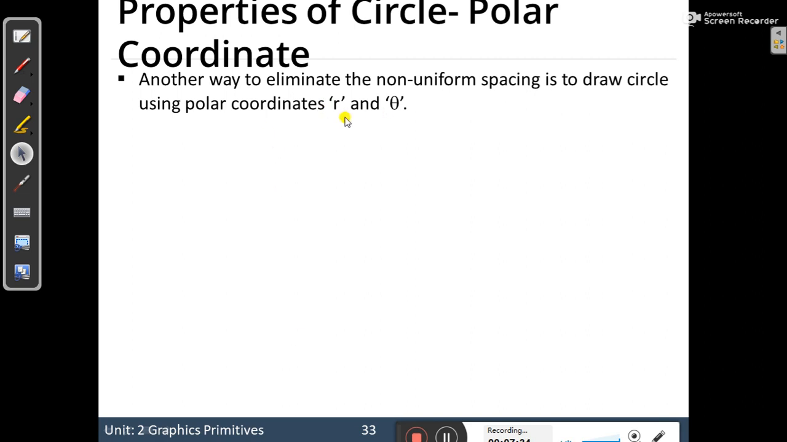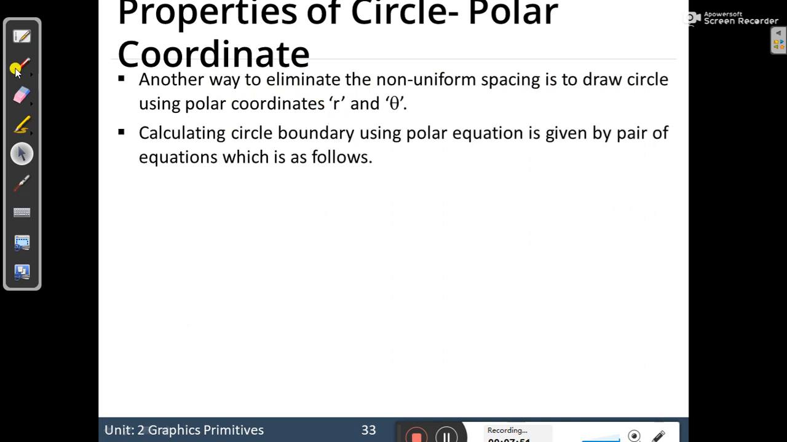There is another thing, that is circle polar coordinate. Previously we have discussed circle Cartesian coordinate. Another way to eliminate non-uniform spacing is to draw the circle using polar coordinates, that is the value of r and the value of the angle. So we can also use those values to draw the circle.